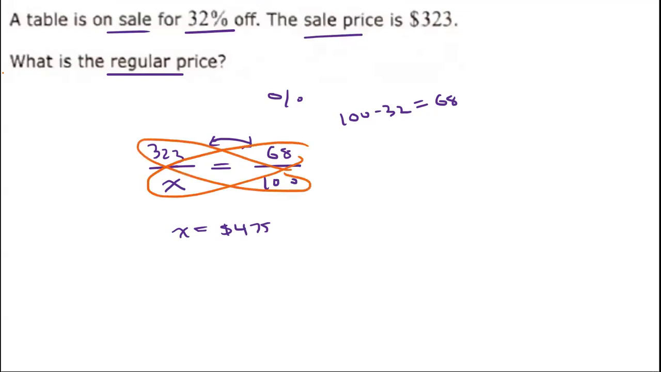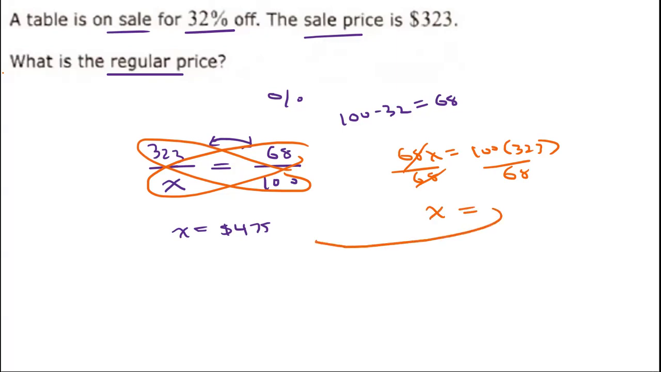All right, so again, we just multiply these guys, so that'll be 68x. And then we have 100 times 323, then divide both sides by 68. Okay, so x gives us, again, $475.